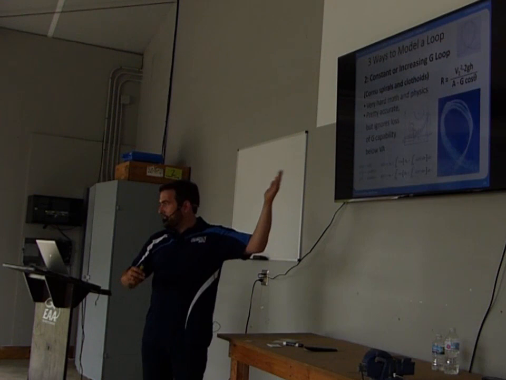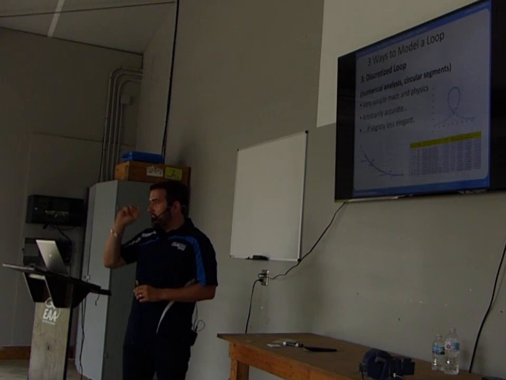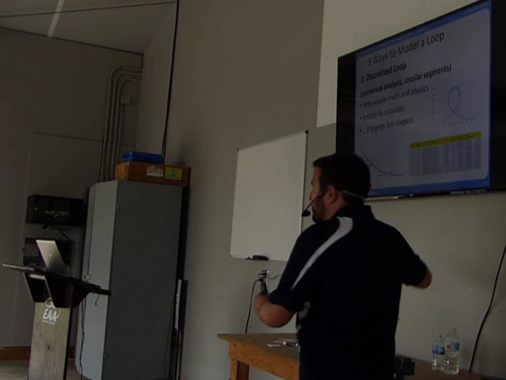What I am going to do is say, what's a better way to do it? It's to do a discretized loop. It's to take a loop and split it into many little segments, and each little segment can be just a circle. So the segments near the bottom are going to be wide circles with big radiuses, and the segments near the top are going to be tighter circles.